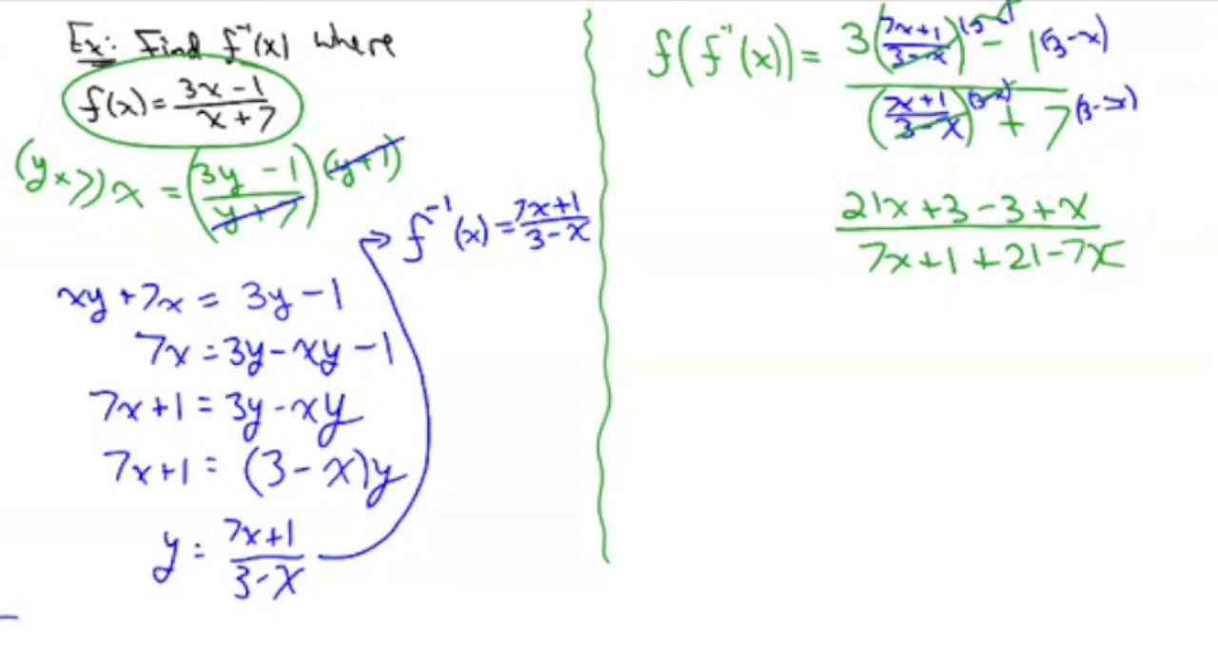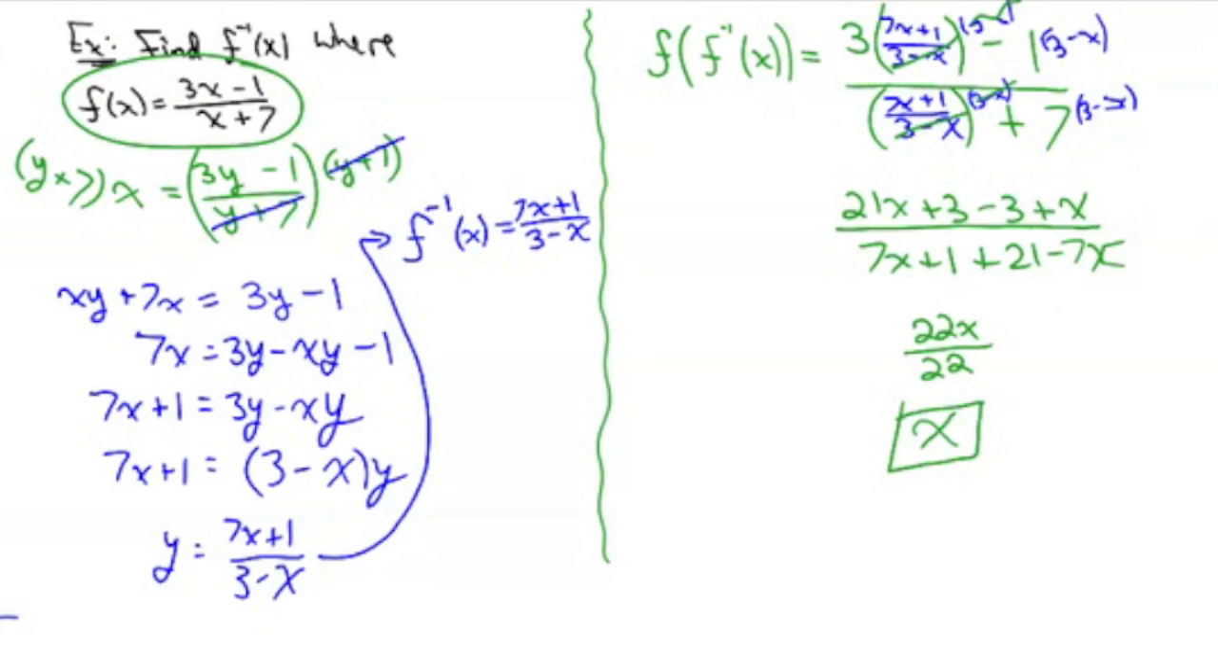What happens to the 3's? 21x plus x is 22x. Over, what happens to the 7x's? They cancel, and 1 plus 21 is 22. And your final answer is x, which is exactly what I thought it was going to be to begin with. f and f inverse cancel each other out, and they become x.